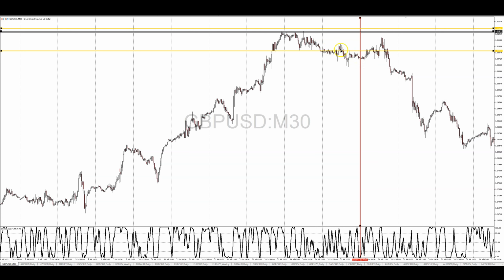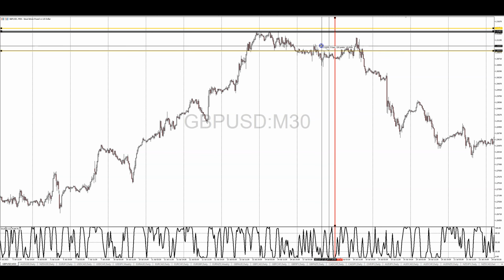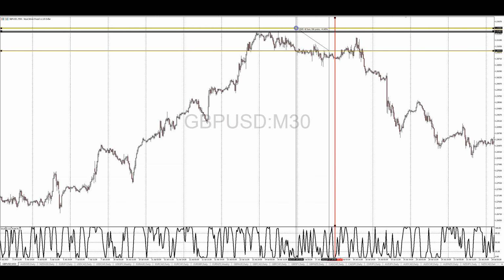That essentially on Pound USD would give me a stop loss of about 60 pips. It looks like 58 pips, so 60 pips here as a risk. Then depending on your account size and what you're risking, if you're risking $1 a pip, that's $60. If you're risking 50 cents a pip, that'll be $30. If you're risking $10 a pip, that'll be $600 risk. So that is the risk that you're using.